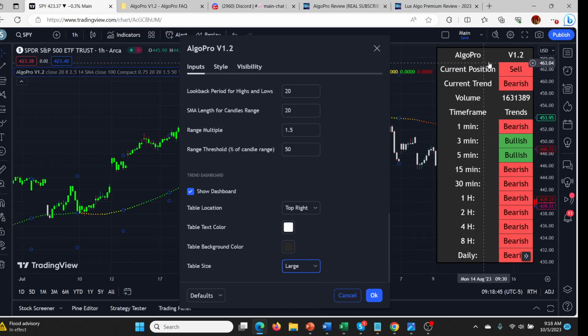Okay, so this is AlgoPro version 1.2. So this is the current signal that I showed you, which is the sell signal. And the trend is bearish still. And then it gives you the different time frames that things are bearish on. So you can see that over the short to medium, well, some very short day trading times, there's some bullish price action potential. But overall, we're very, very bearish still. So that's pretty useful, right?